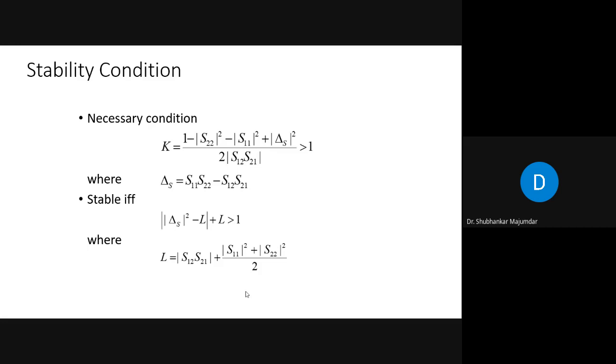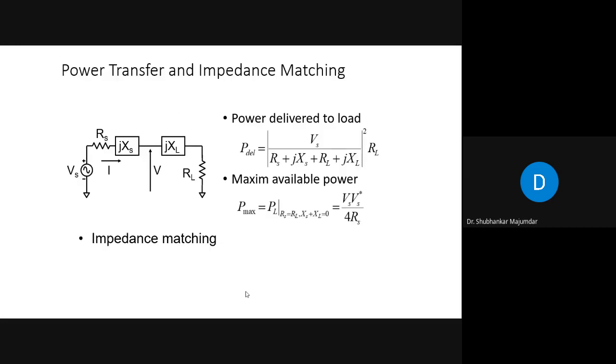So as we know, this stability criterion is the old stability criterion, which is basically evaluated by the S parameters. Now, as the power transfer theorem says, for transferring the power from the input side to the output side, both impedances should be matched. First thing, impedance matching should be there. If impedance matching is there, then maximum power transfer can happen.